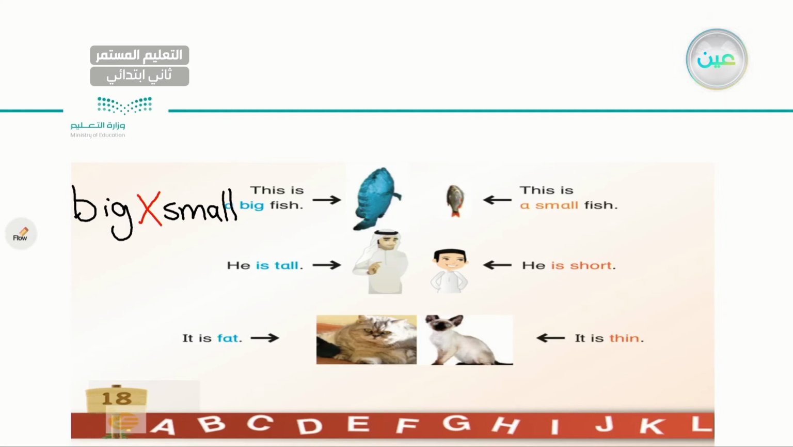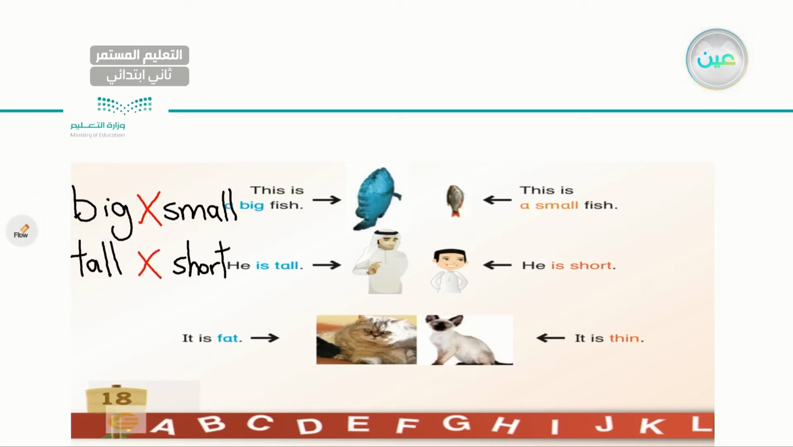He is tall. So the adjective here is tall. But the boy, he is short. Let's go ahead and write short. So I have tall and short, and they are what? They are opposite. Very good.